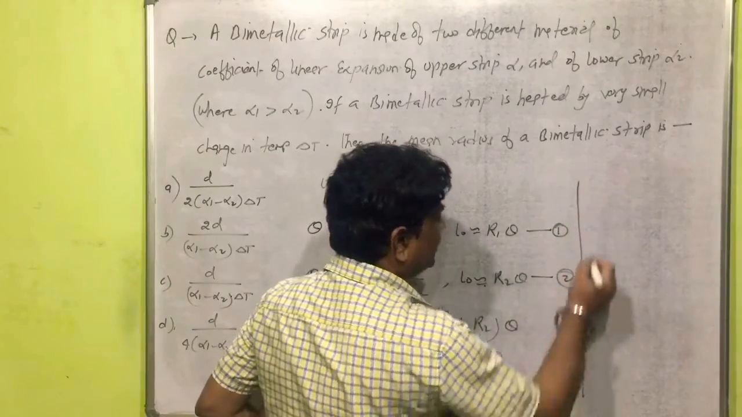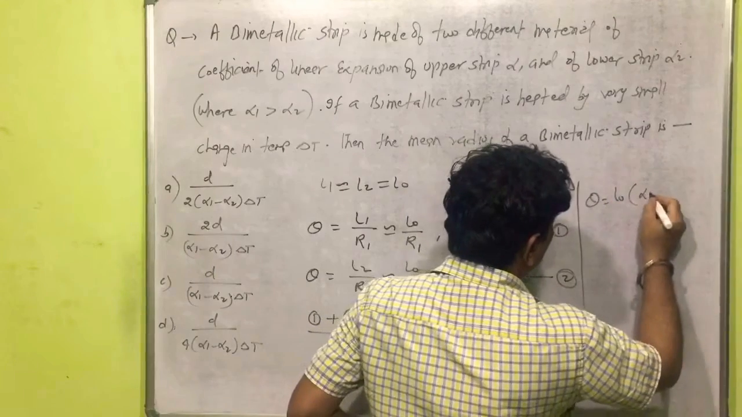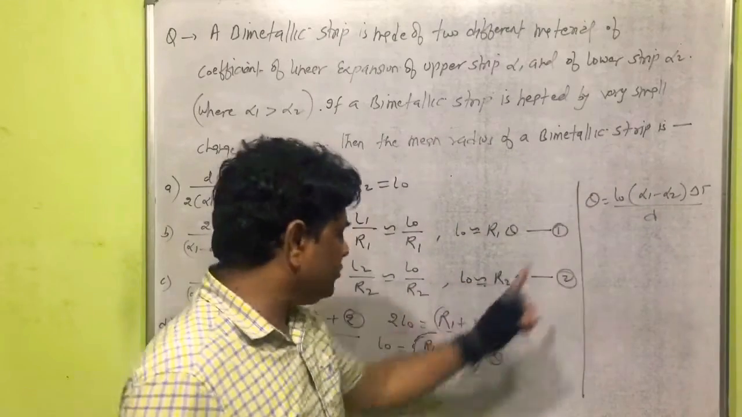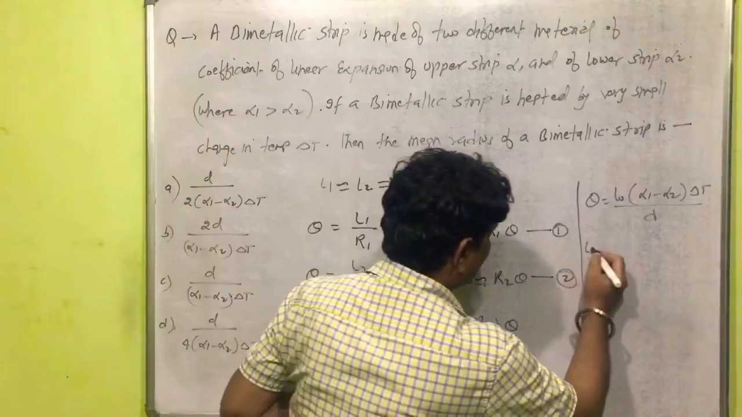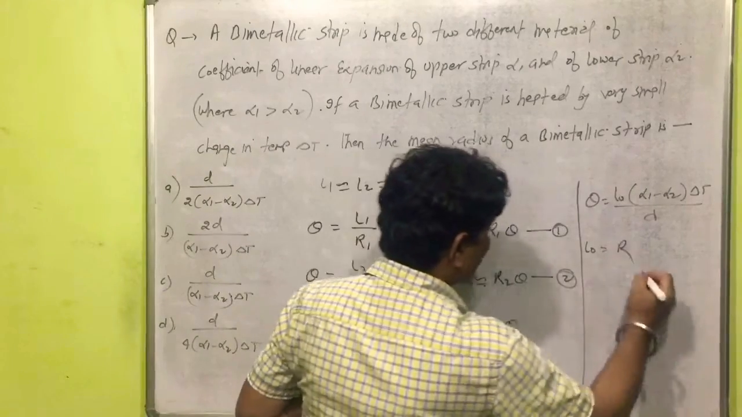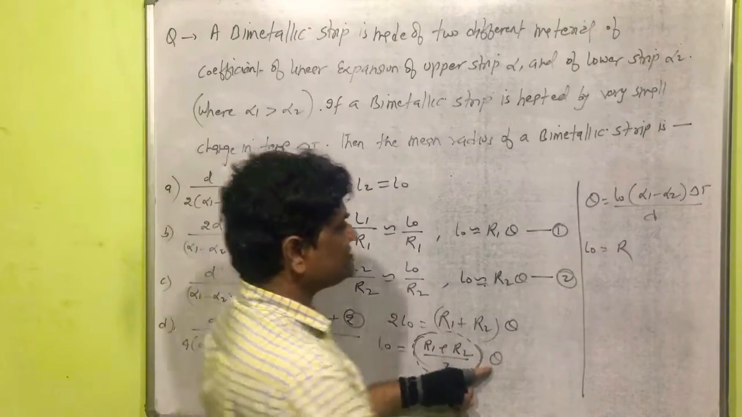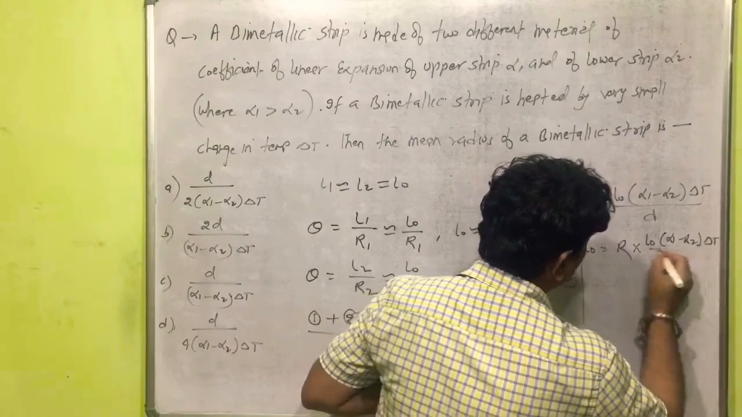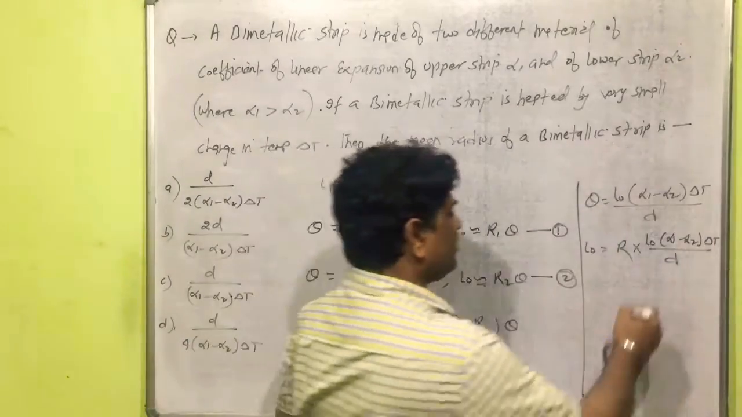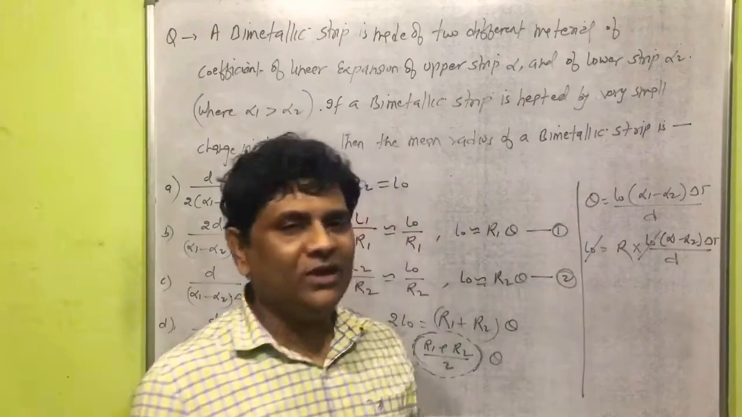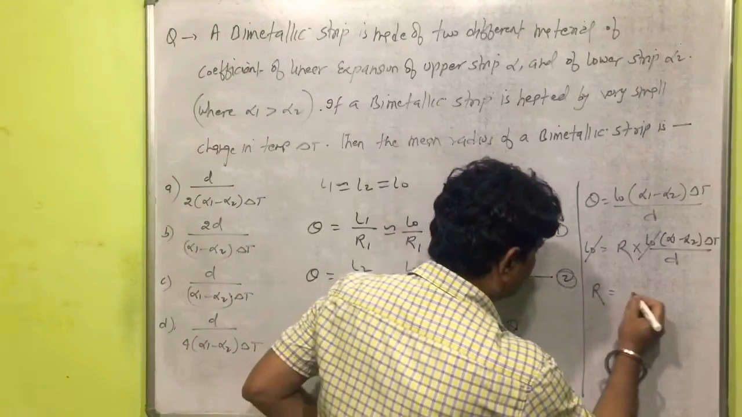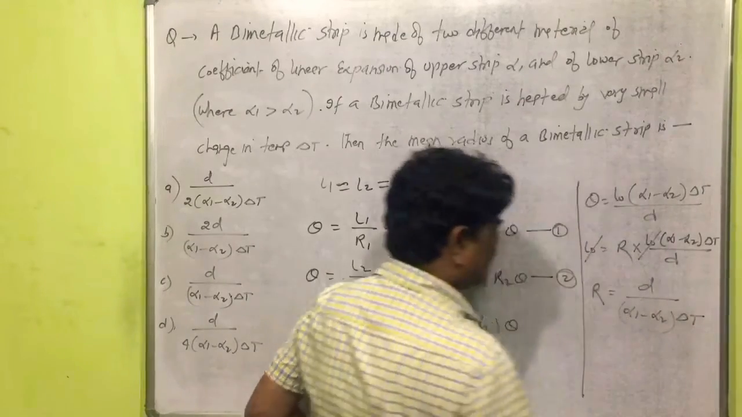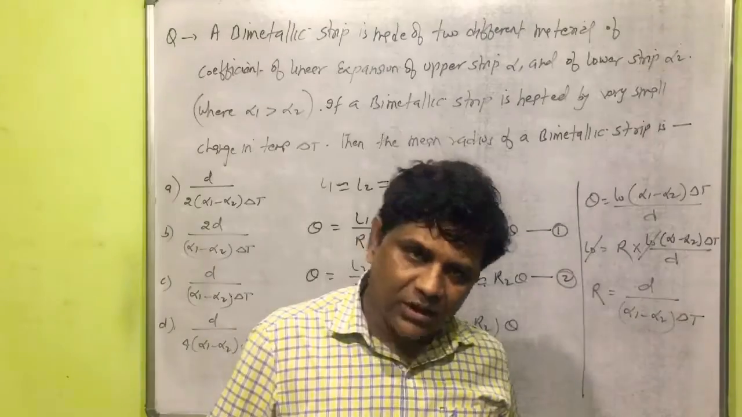What is the value of theta? It is equal to L naught into alpha 1 minus alpha 2 into delta t by small d. Now the value of theta we can put here: L naught is equal to R, the mean radius, into L naught alpha 1 minus alpha 2 into delta t by small d. From this relation L naught will be cancelled, and the mean radius will come d by alpha 1 minus alpha 2 into delta t. This is the mean radius of a bimetallic strip.